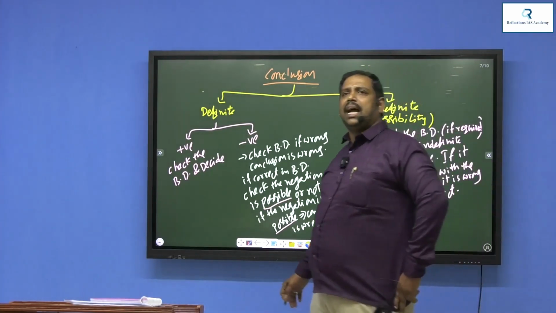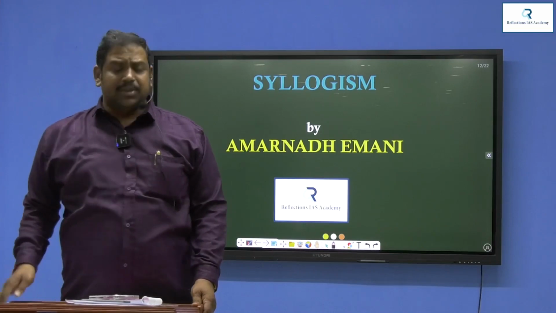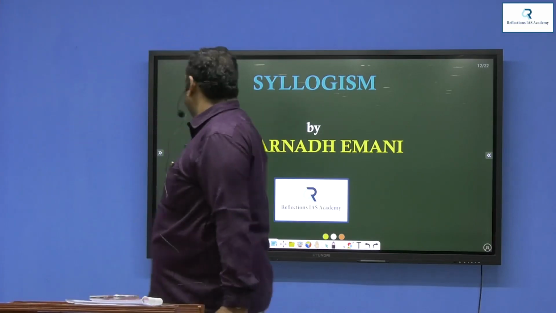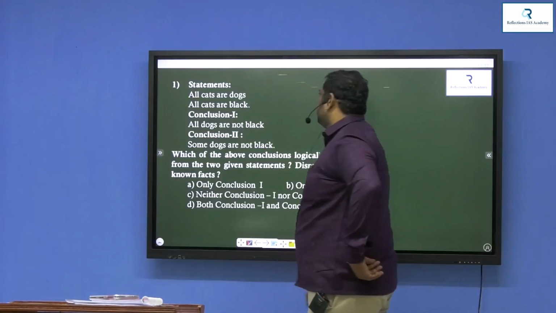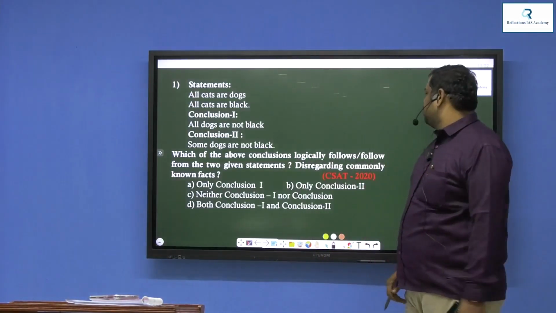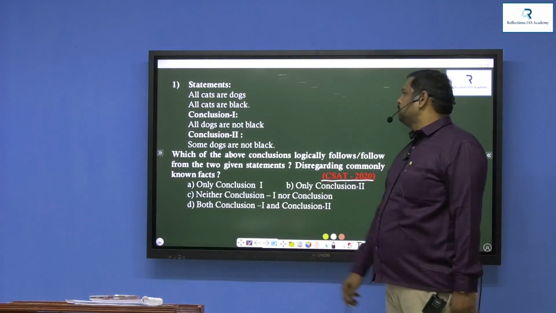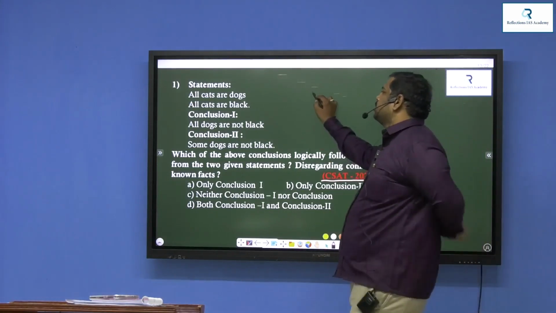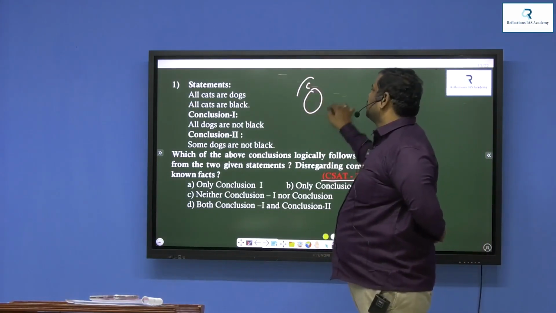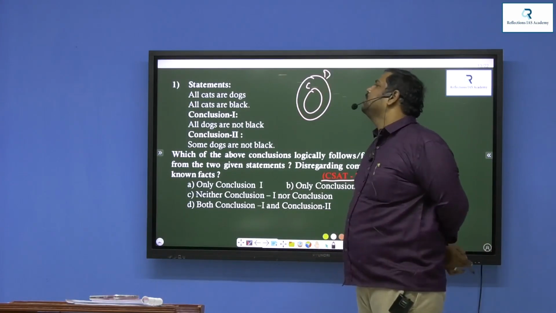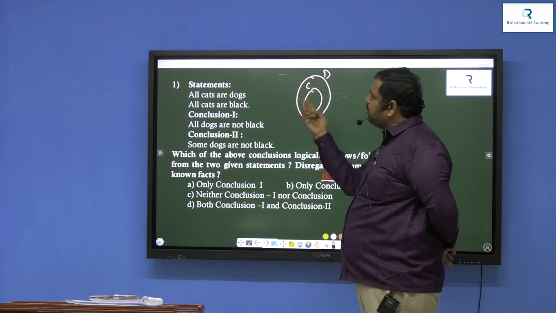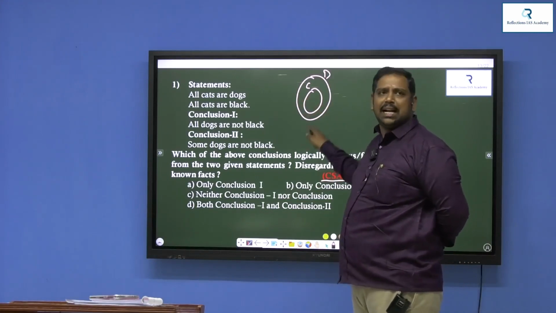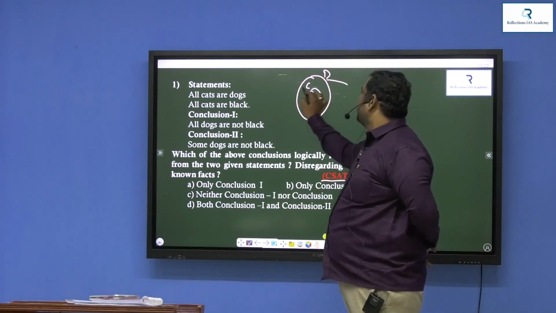Please give the handouts. Good. Shall we start the questions? Syllogism by myself. Let us start the problems. This is a CSAT 2020 question. All cats are dogs. All cats are dogs. Basic diagram drawing is important for this question. Second one: all cats are black. Again, cats only, no? So, can I write the black like this?